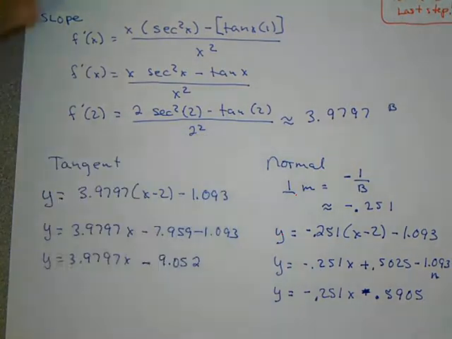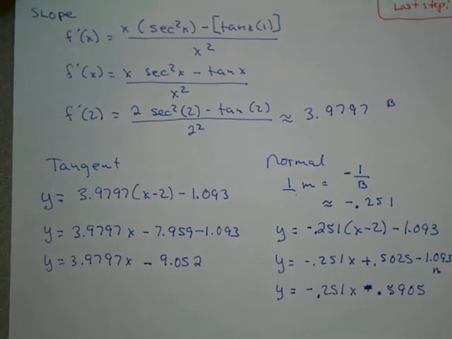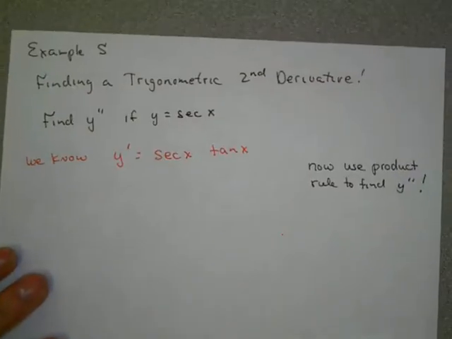So that's how you're going to find these tangent and normal lines. Find the point. And if you have to put it into your calculator and store it, that is fine. If it doesn't come out even, that's your best way to do it. Don't round until the end.